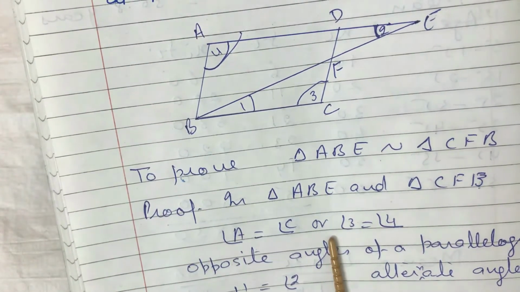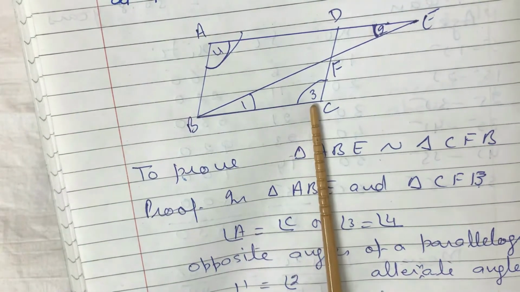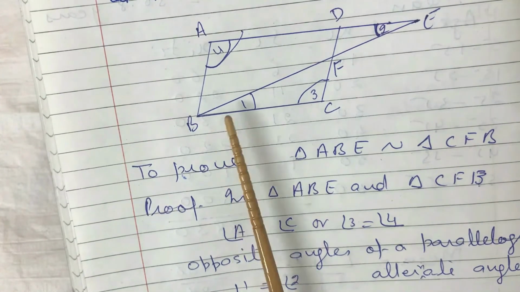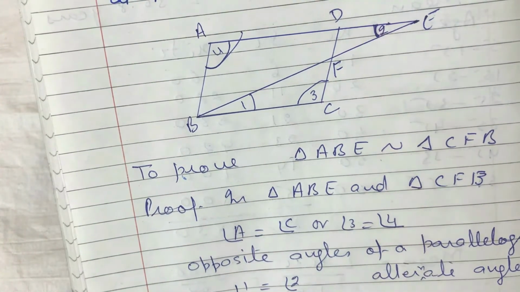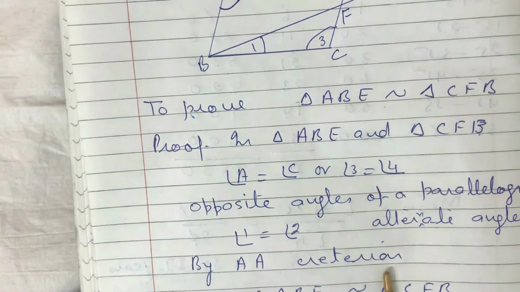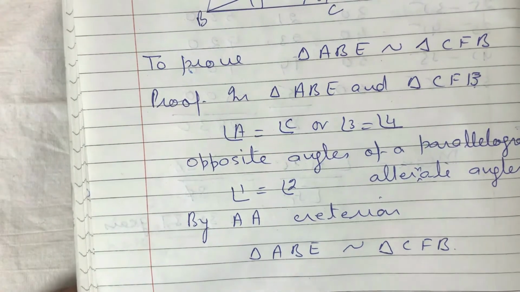Now here angle A is equal to C. It means angle 3 is equal to 4. Now A is equal to C. Why are they equal? Because they are opposite angles of a parallelogram. Angle 1 is equal to angle 2. Why are they equal? Because they are alternate angles. So by AA criteria, triangle ABE is similar to triangle CFB.